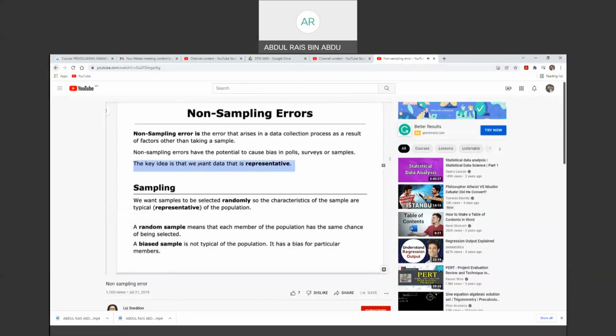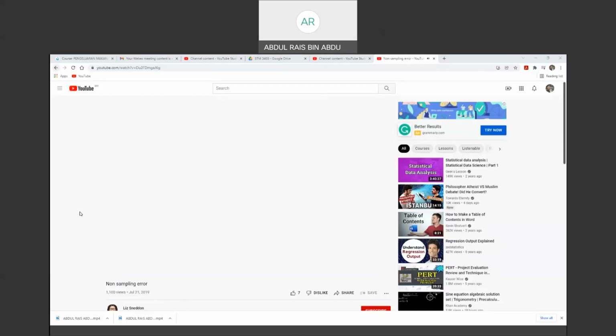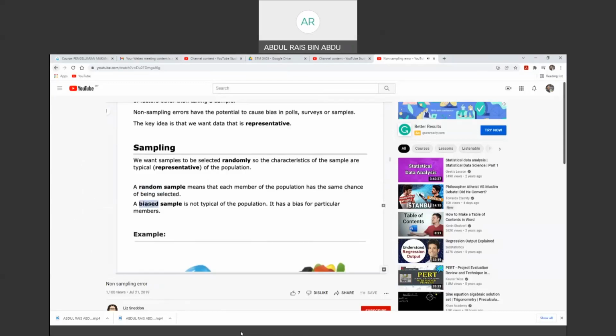So what we want to do here is think about our key idea. And the key idea is that we want data that is representative. So if I'm interested in teenagers, I want a mixture of ages, genders, ethnicities, hair colors, device types, family incomes, you name it. I want a mixture of all of those so that my data is representative. Okay, so there are two ways that we can take a sample. One of those ways is by taking a random sample. The other is by taking a biased sample.